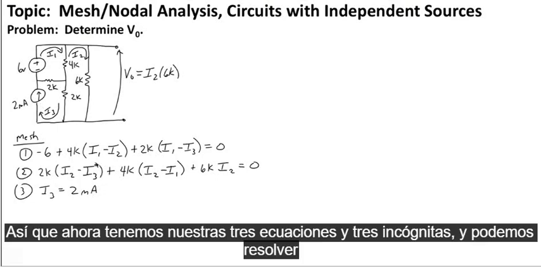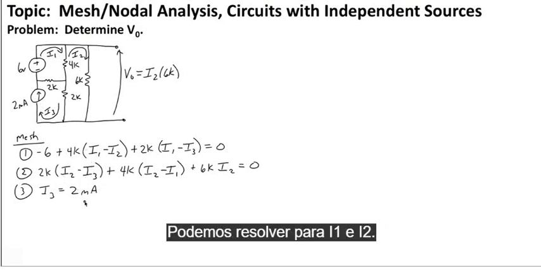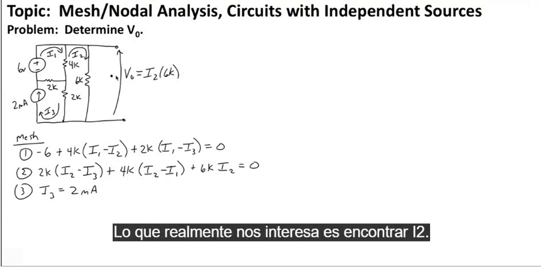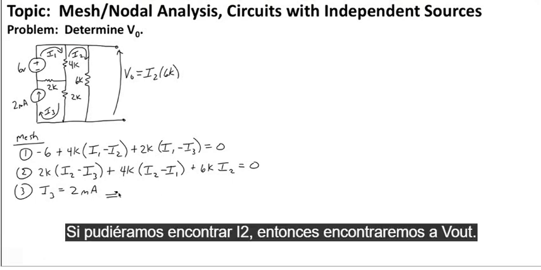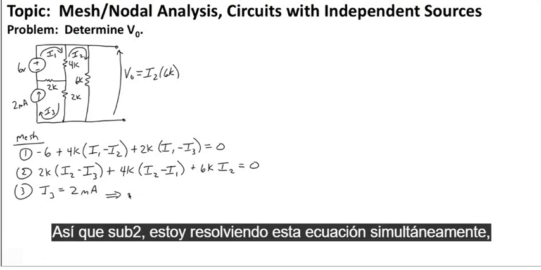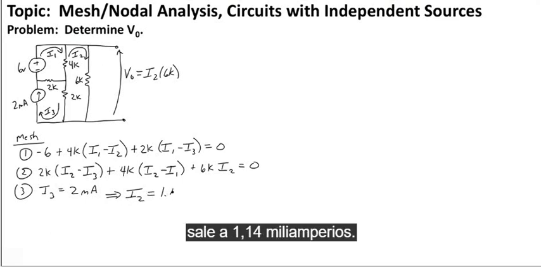So now we have our three equations and three unknowns, and we can solve for our other two unknowns. We could solve for I1 and I2. What we're really interested in is finding I2. If we can find I2, then we can find V out. So I sub 2, from solving these equations simultaneously, comes out to 1.14 milliamps.